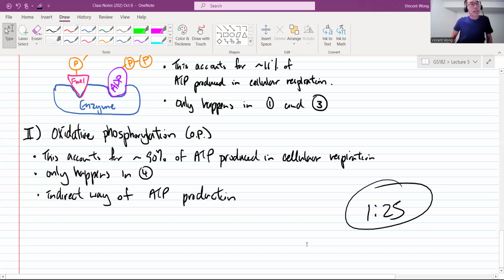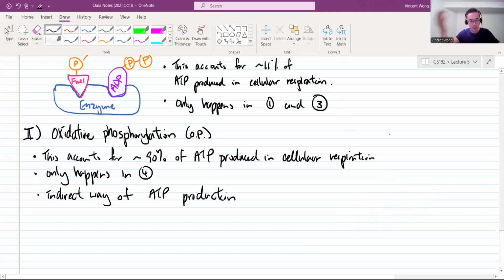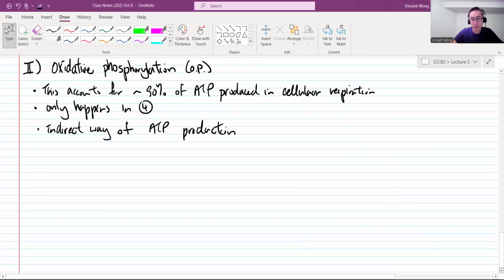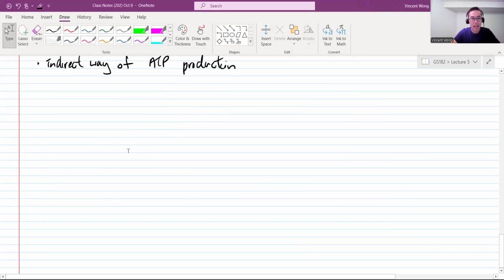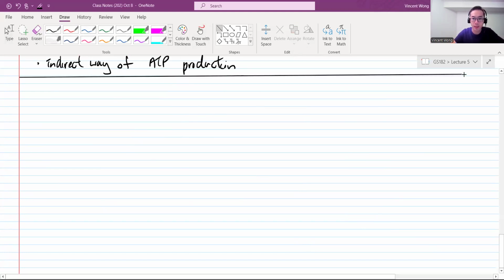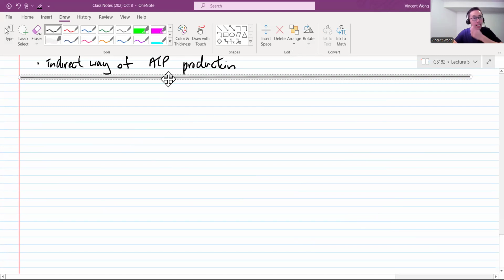Right, let's keep going. Now that we have a background understanding of what cellular respiration is about, we are going to talk about what exactly happens in each of the 4 stages. Like I said, we will have time for the first 3 stages today, and we'll do the 4th stage on Thursday. So this is stage number 1, which is glycolysis.